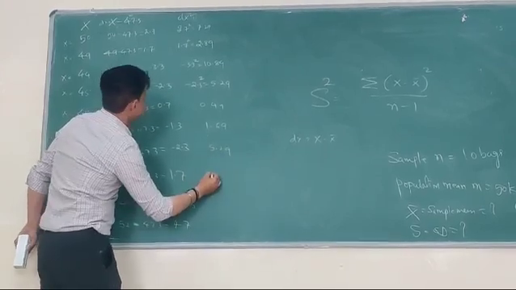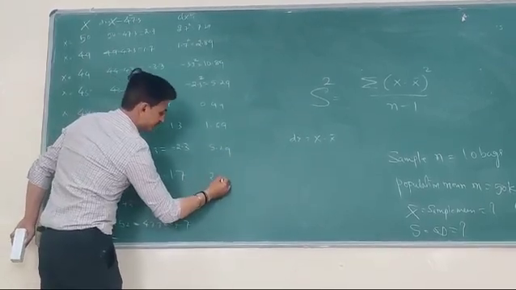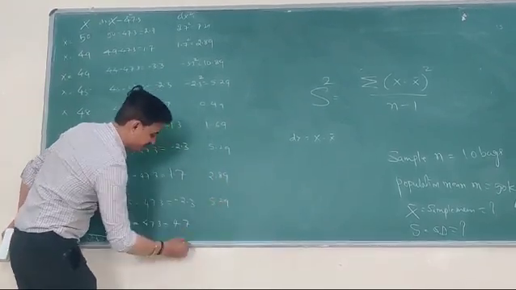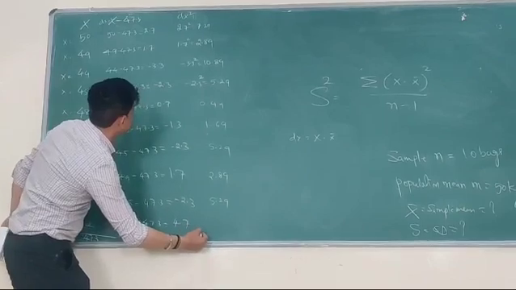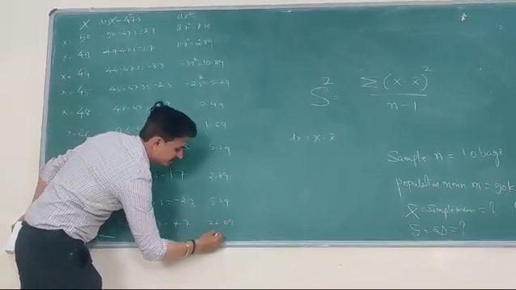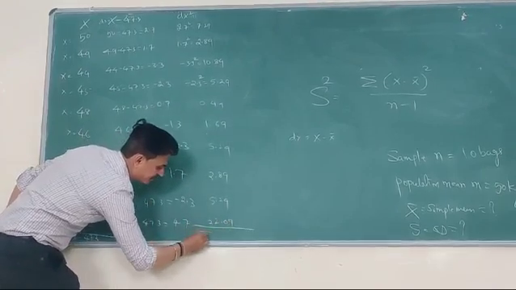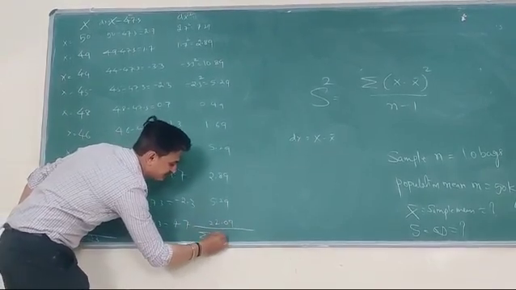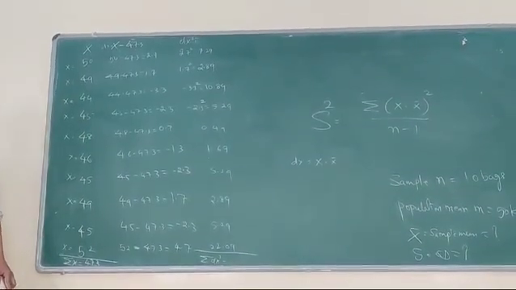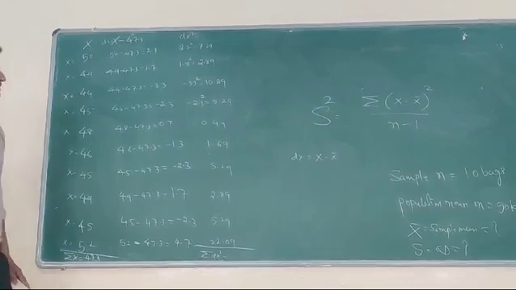2.3 square is how much? 5.29. 1.7 square is how much? 2.89. Again 2.3 square is 5.29. 4.7 square is 22.09. Now we have to get the summation of dx square. What is the summation of dx square? Add all these values.